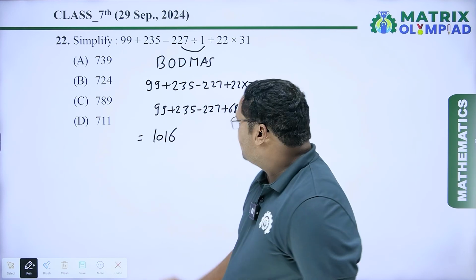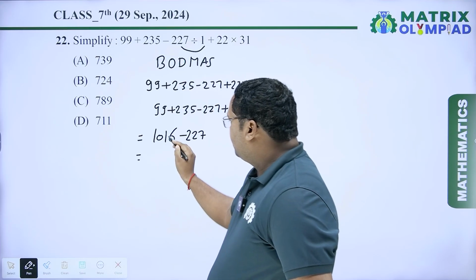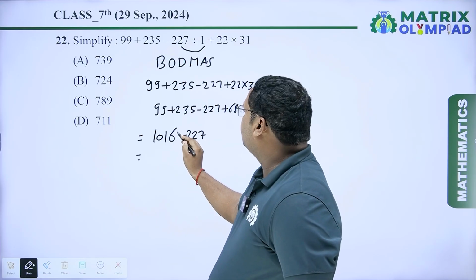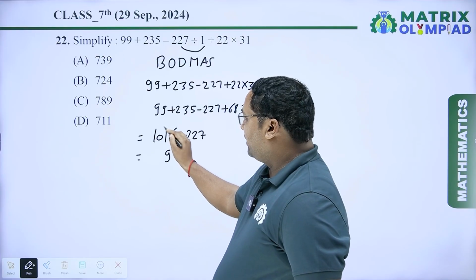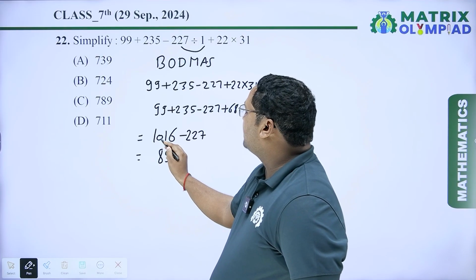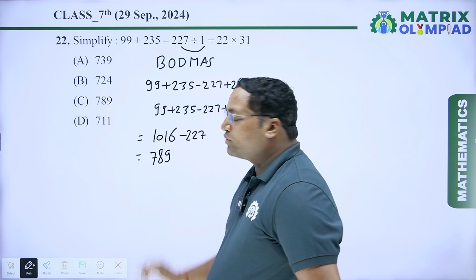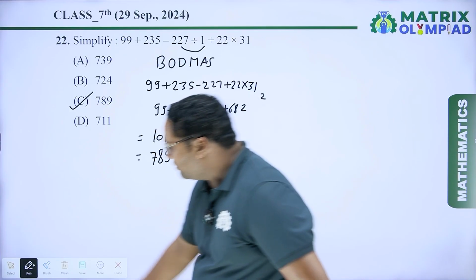So it is 1016 minus 227. Here we have to take a borrow. So it is 16, 16 minus 7 is 9. It is 0, and again we have to take a borrow. So it is 10, 10 minus 2 is 8. Here is 9, 9 minus 2 is 7. So the right answer is 789. Option C is the correct option.